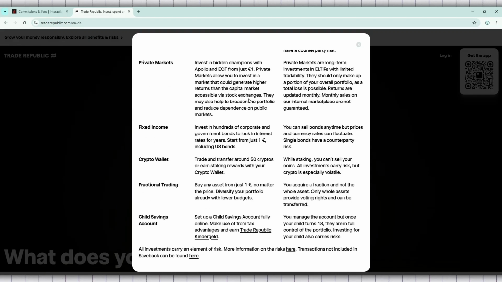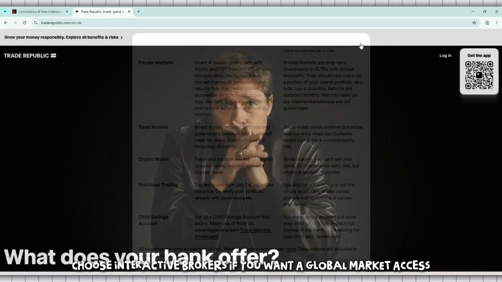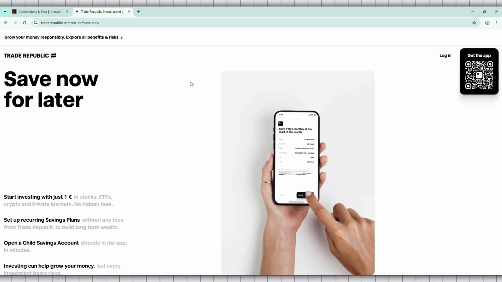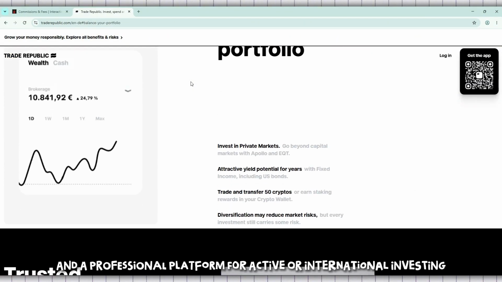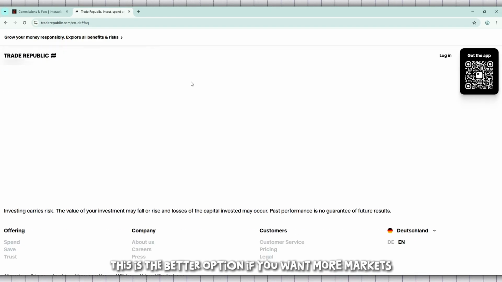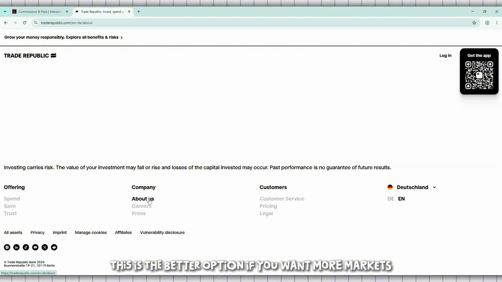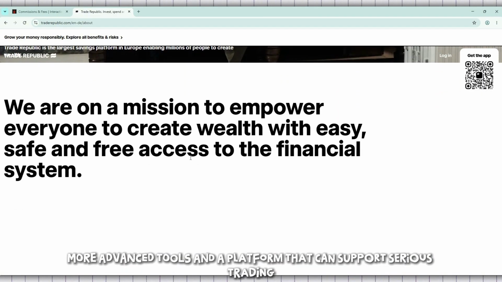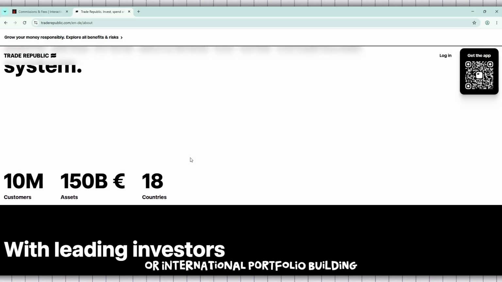Then, if you ask me, choose Interactive Brokers if you want global market access, very low trading cost, and a professional platform for active or international investing. This is the better option if you want more markets, more advanced tools, and a platform that can support serious trading or international portfolio building.